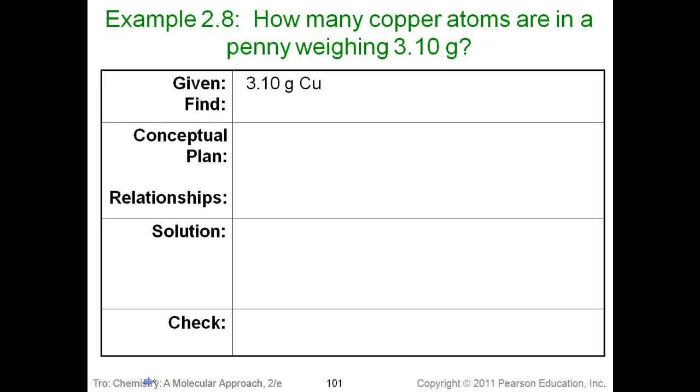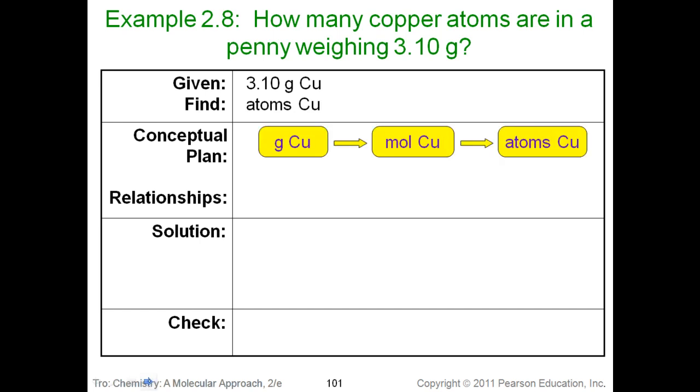So write down what's given. Write down what you're trying to find. Come up with your plan of action. It's grams of copper given. We've got to convert that to moles because we don't know the relationship between grams and atoms, but we do know the relationship between grams and moles. That's molar mass. So molar mass is here. And then once we know the moles of copper, we can use Avogadro's number to convert moles to atoms.